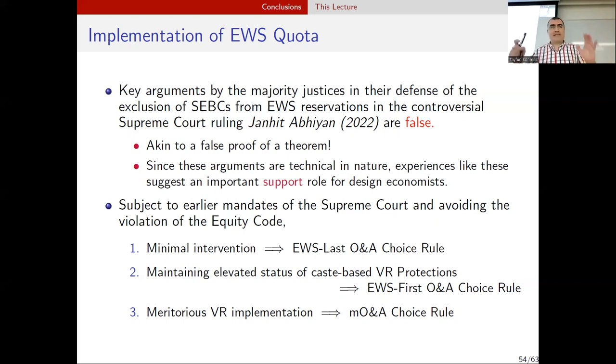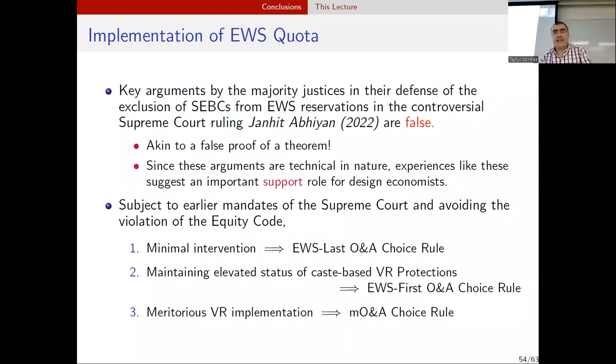And the way they are making a mistake is kind of similar to a false proof in a theorem, really. I mean, not only are they false, they are technical in nature. But justices probably shouldn't need to make that kind of statement without getting some help from people familiar with formalism, right? Basically, they were thinking in the world of non-overlapping reservations in a judgment which was questioning the validity of that assumption. It's kind of like a very basic mistake, actually, analytically.